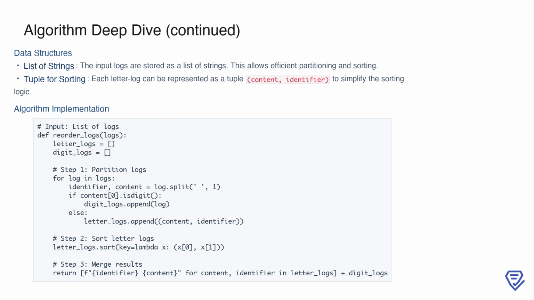Next, we sort the letter logs using a lambda function as the key, which sorts by content first and then by identifier. Finally, we merge the sorted letter logs with the digit logs, reconstructing the original log format for the letter logs. This implementation neatly integrates partitioning, sorting, and merging, adhering to the problem's constraints and ensuring correctness.